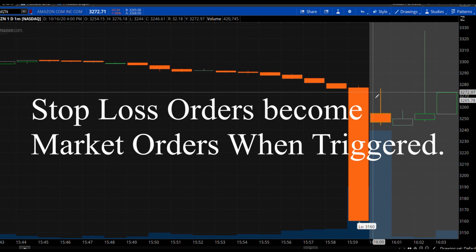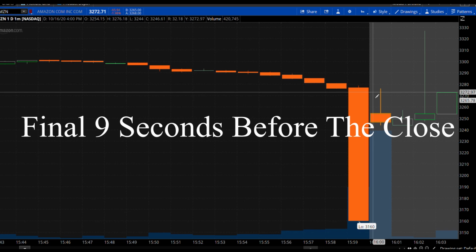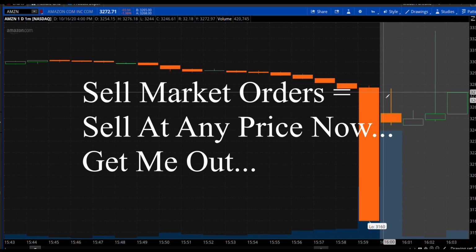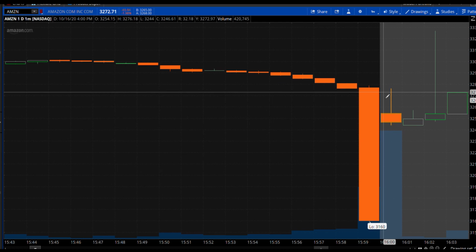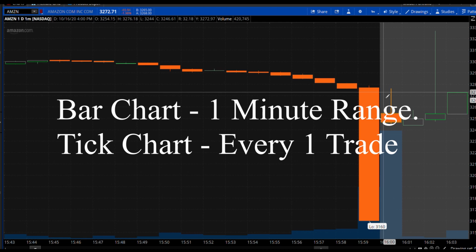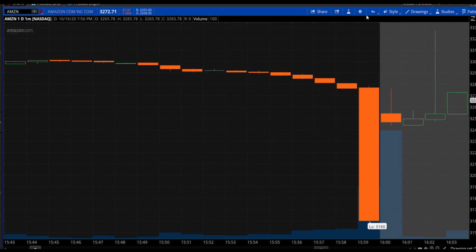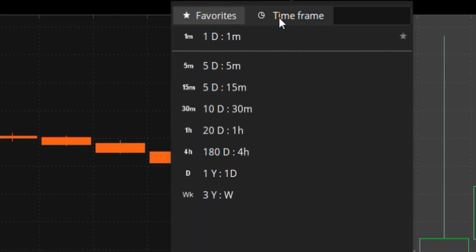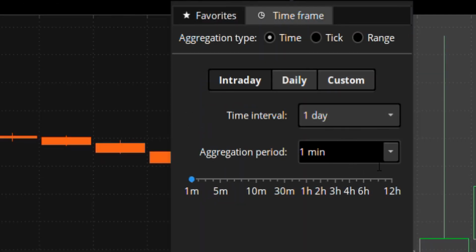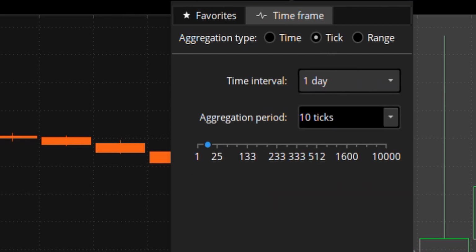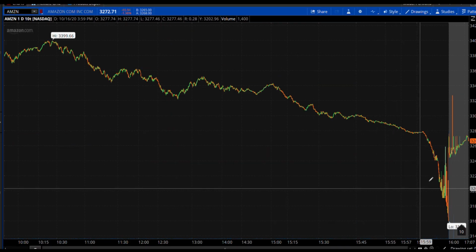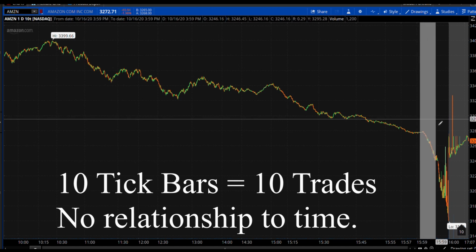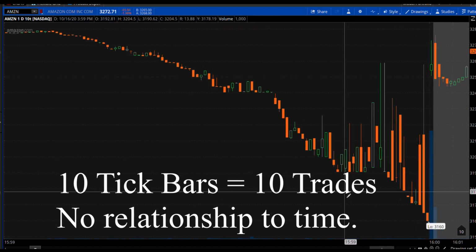But how can we prove what actually happened? We cannot see it in a bar chart unless we had a second by second bar chart, which we don't have. So unfortunately, we don't get to see it. But hang on, what about a tick chart? Normally, no one would ever use a tick chart, but let's look at what I found. I moved to a tick chart with 10 ticks, and look what I find. This is real interesting. We get to see what actually happened in the last 9 seconds.